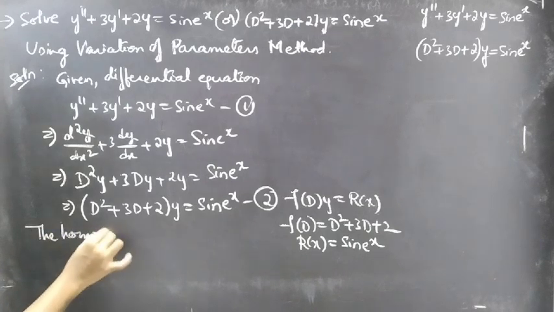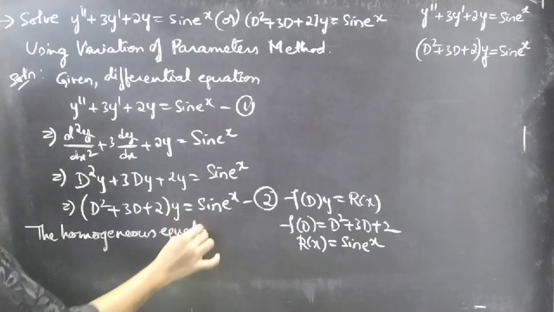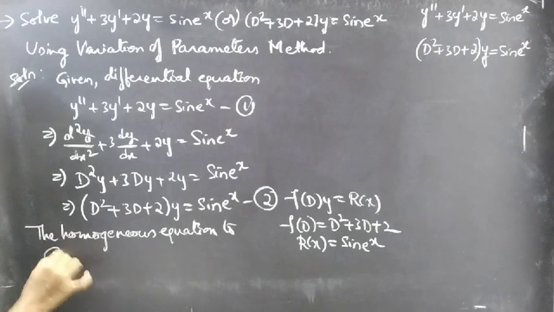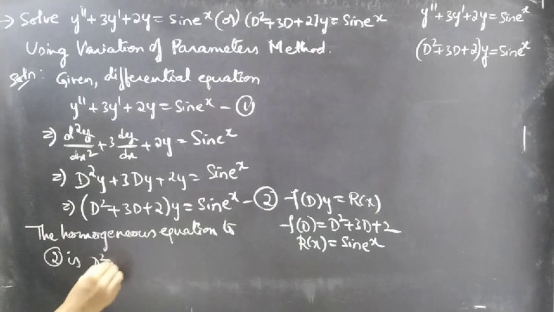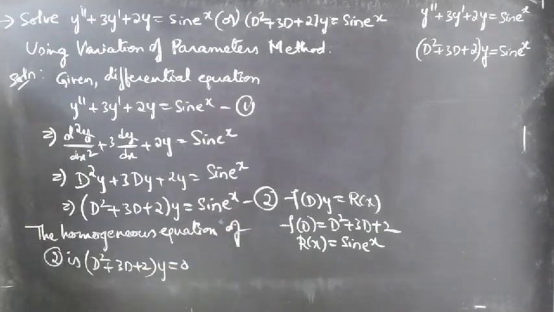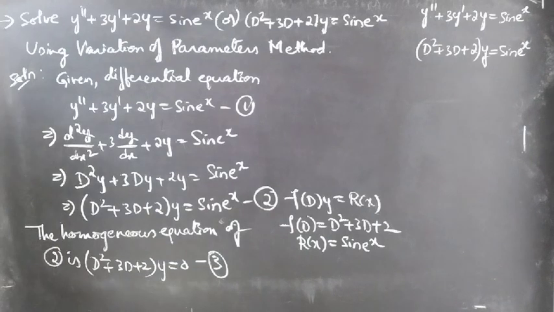Let's now write the homogeneous equation to equation 2. The homogeneous equation to equation 2 is (D square plus 3D plus 2) y equal to 0. Consider it as equation 3. Now we'll find the solution to the homogeneous equation, and using the solution of the homogeneous equation we'll find the general solution of equation 1 and equation 2.